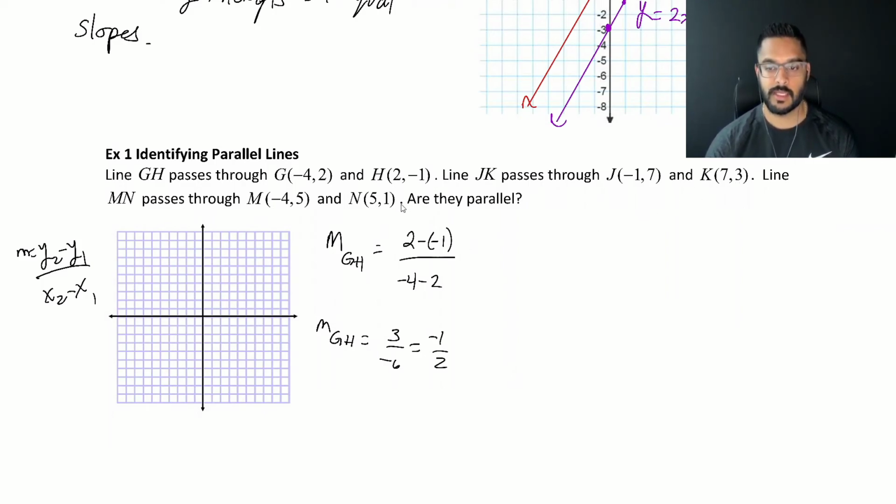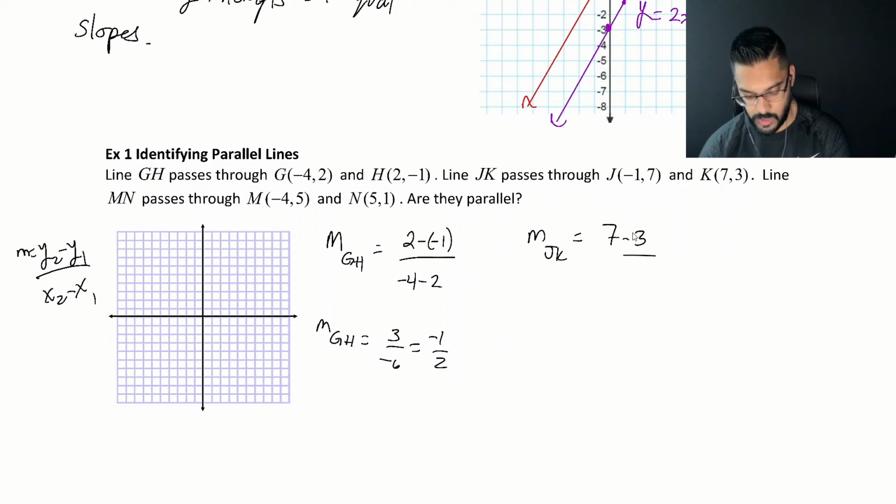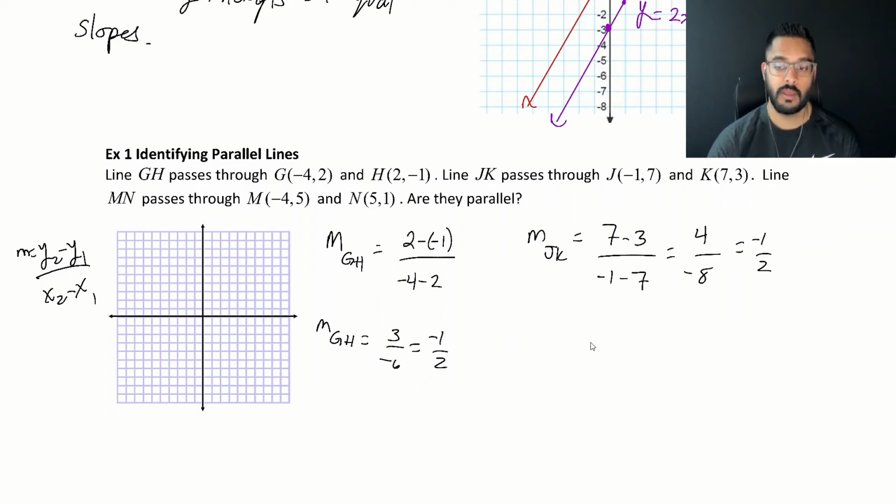So the other 2 line segments, we need to test their slopes as well to see if these are all parallel. Now, the reason I'm doing this is because I don't want to graph them all. So we can actually prove and show that they are or are not parallel. So let's find the slope of J to K. So subtract the y's again, 7 minus 3 over negative 1 minus 7. So on top, we're going to get a 4, and on the bottom, a negative 8 for a slope of negative 1 over 2. So far, we know that the line GH is parallel to the line JK because their slopes are the same.